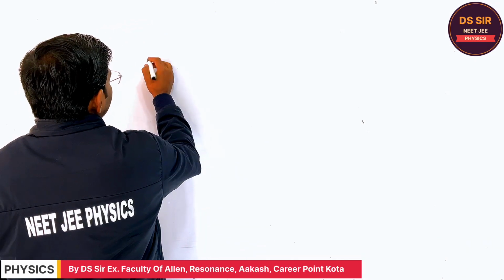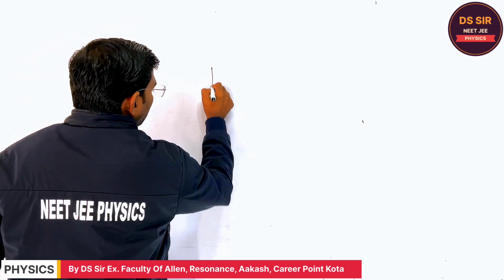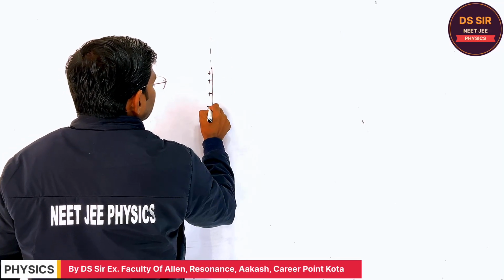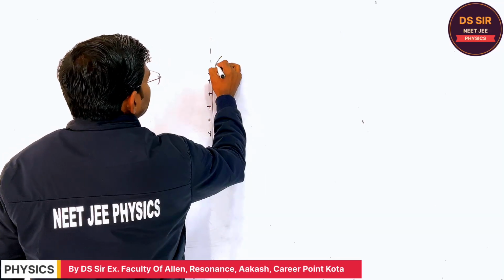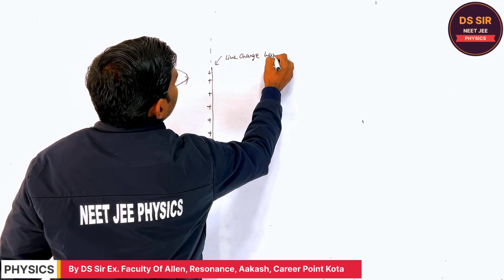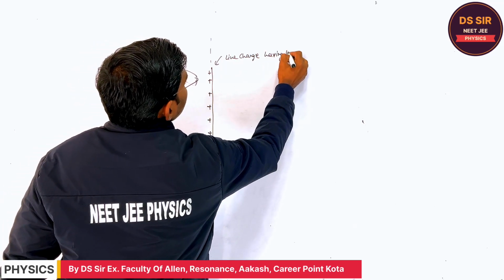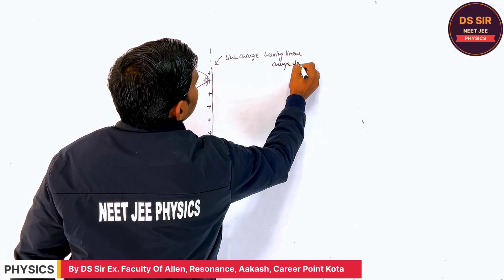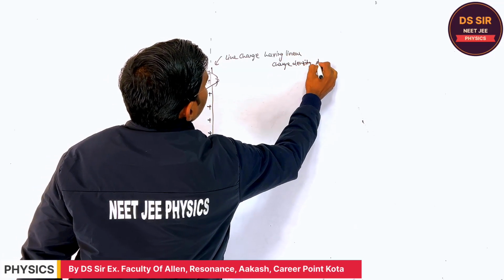So listen one thing. Another application which is very important. Suppose this is a line charge. This is a line charge having linear charge density lambda coulomb per meter.